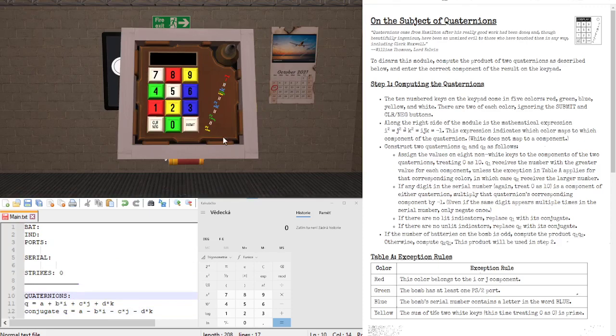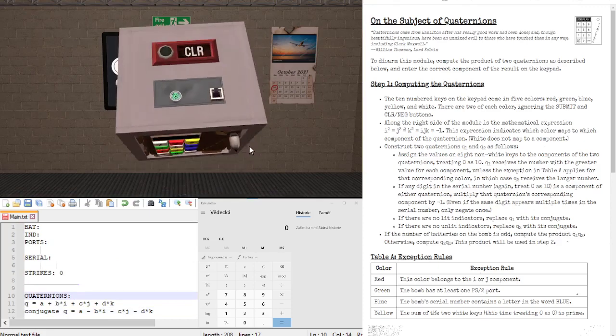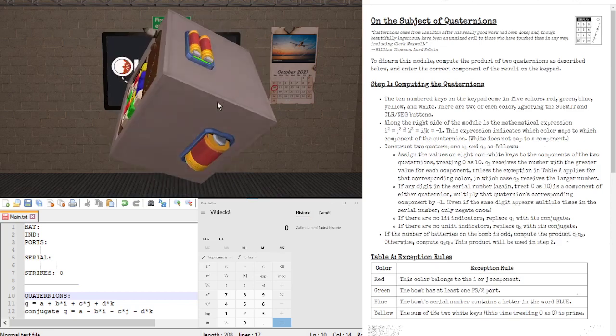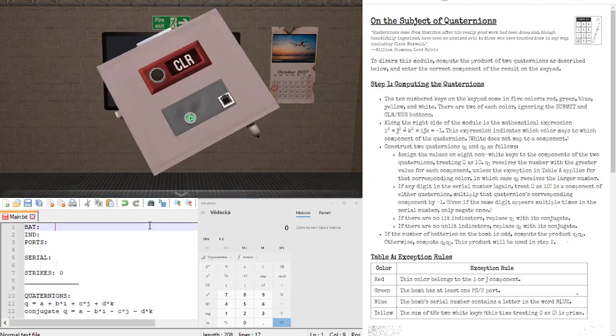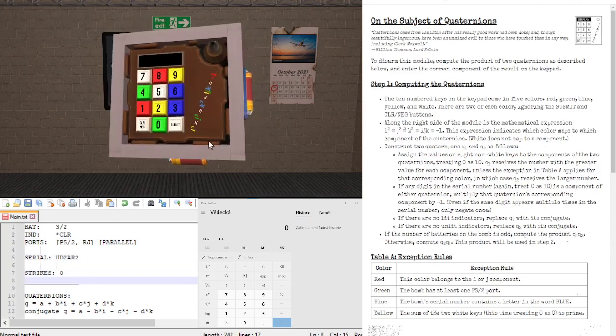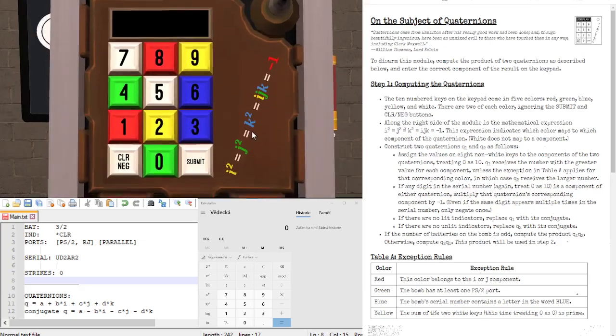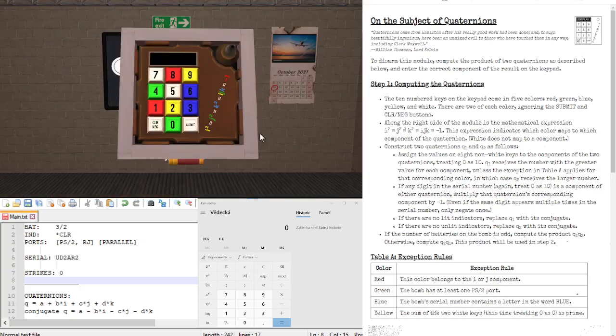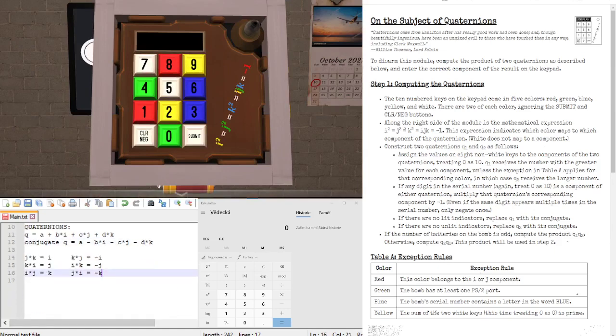And now, we need some edgework, and then I will tell you what to do. So, we have 3 and 2, and an unlit CLR. We have a PS2 and an RJ plate, and we'll have one more plate, which is just a parallel port on it. Serial number is Uniform Delta 2, Alpha Romeo 2, UD2AR2. And now we have the module.